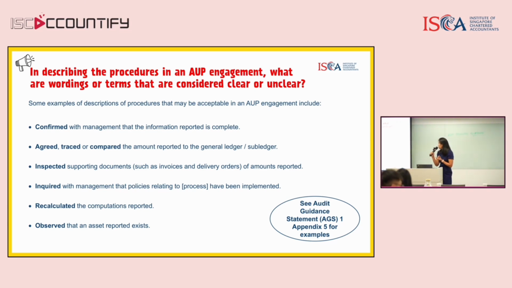Next one is on recomputation, also very straightforward: A plus B equals C, or A divided by B. Then we report to you the results of that. And the last one, observe that an asset reported exists, citing that at a point in time the asset exists.